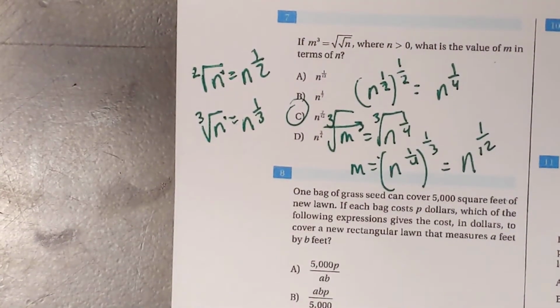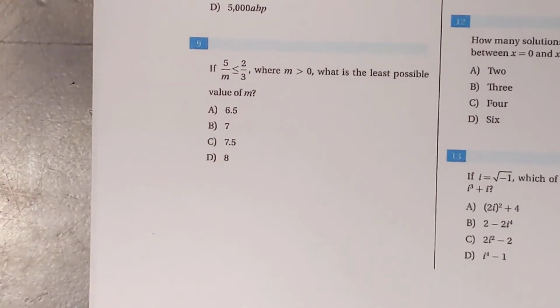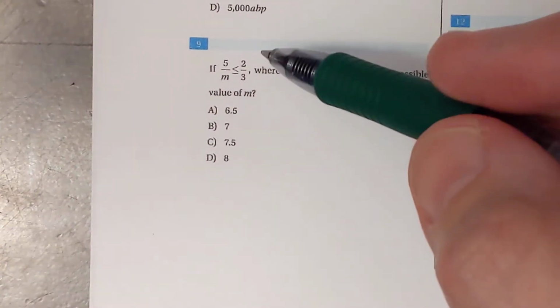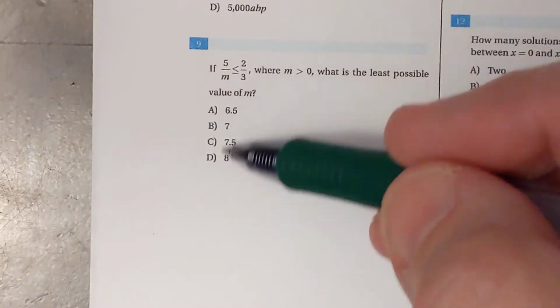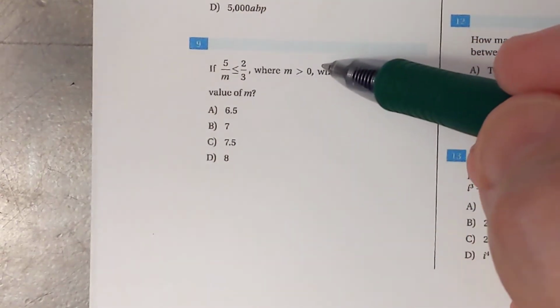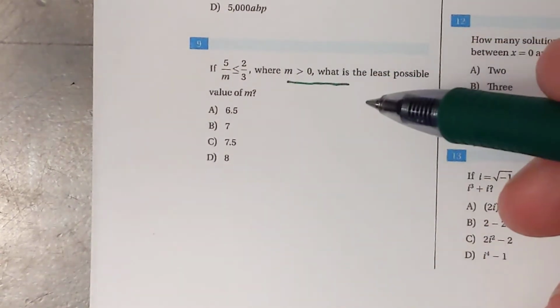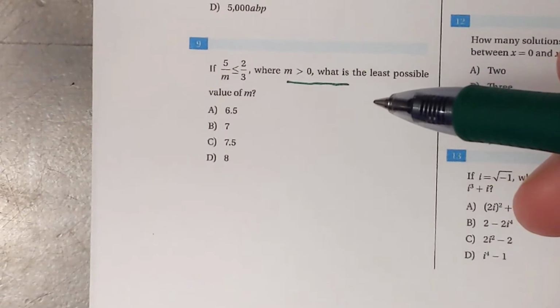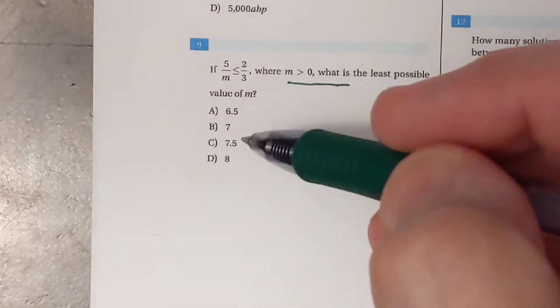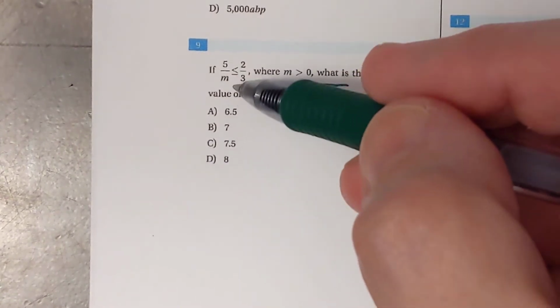So that was number 7. Jumping down to number 9. There are a lot of different ways that you can do this. One way is just to use substitution of the answers. So it says if 5 divided by m is less than or equal to 2/3, where m is greater than 0, what is the least possible value of m? This is important for us if we wanted to solve it algebraically. But if you want to just plug the numbers in, 5 divided by 8 is 0.625.